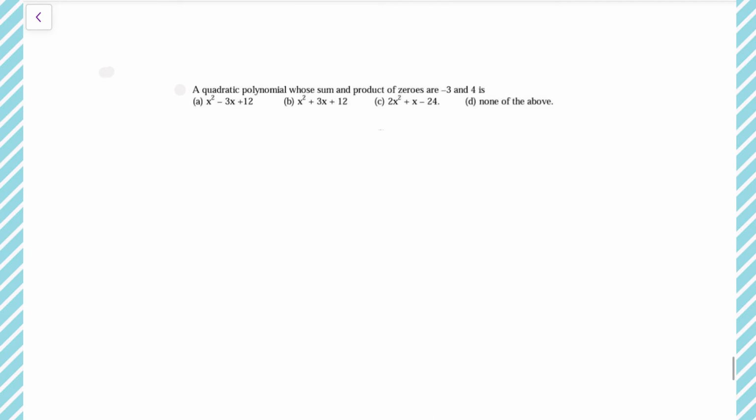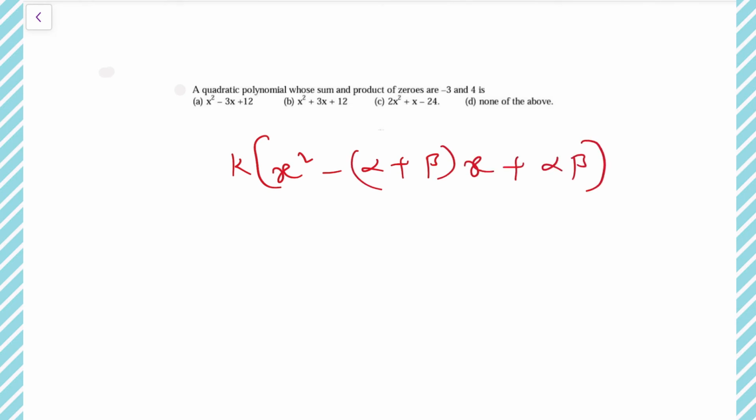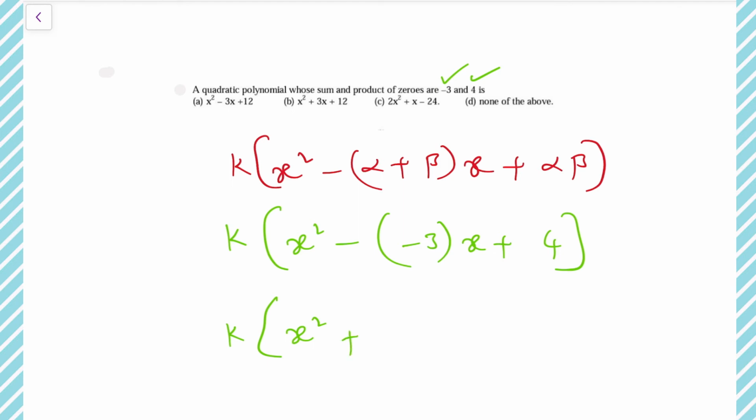Next, a quadratic polynomial whose sum and product are given directly. So the formula is k into x square minus alpha plus beta into x plus alpha beta. Sum alpha plus beta is given as minus 3 and product alpha into beta is given as 4. So k into x square minus, alpha plus beta is minus 3, into x plus alpha into beta is 4. So k times x square, minus into minus plus 3x, plus 4. So this is the required polynomial, that is x square plus 3x plus 4. So none of the above.